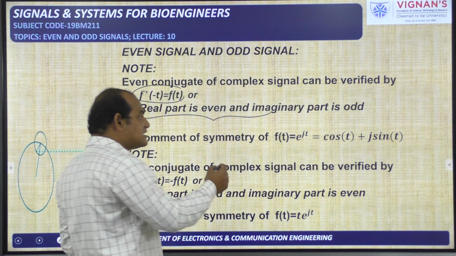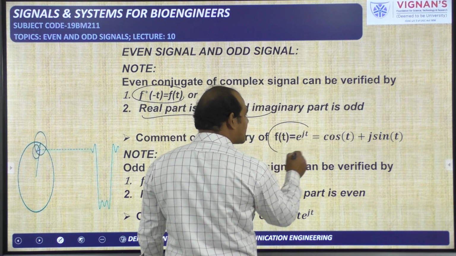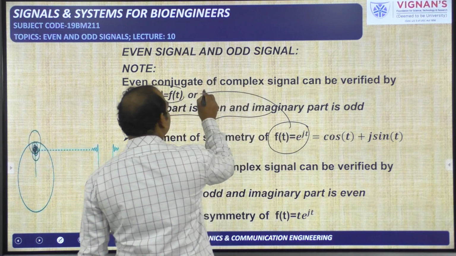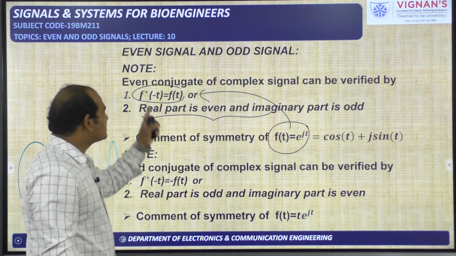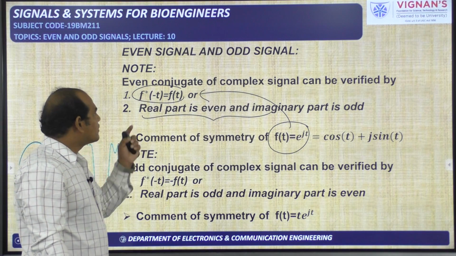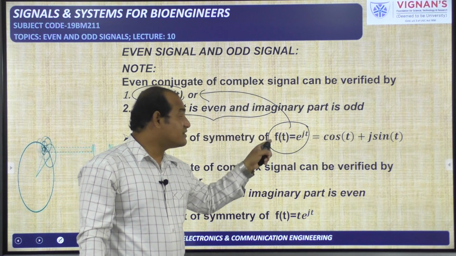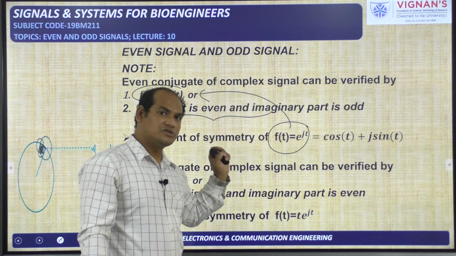Next, comment on the symmetry of f of t is equal to e power j t. Previously we took this problem and solved it according to this condition, f star of minus t is equal to f of t. f star of minus t is actually equal to f of t. This is the even signal we got; that is the conclusion we got.